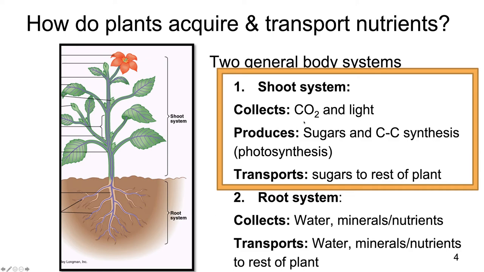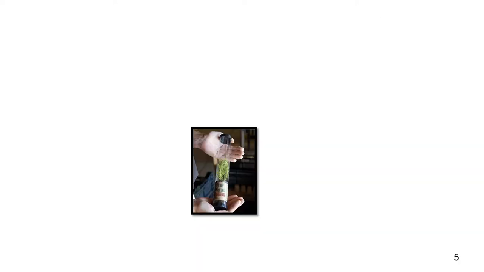So how do plants go about acquiring that CO2 and light? We've been talking about the shoot system. This is the above ground system of branches and leaves that are used to collect CO2 and light. And I want to pick up where we left off with this.